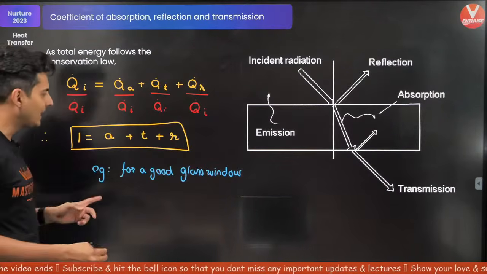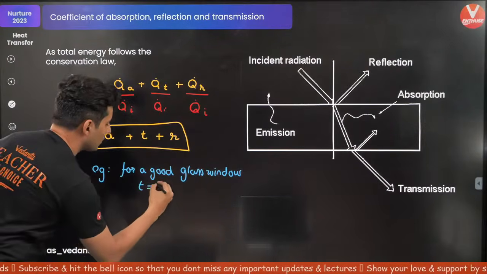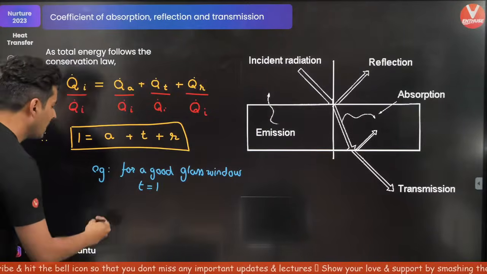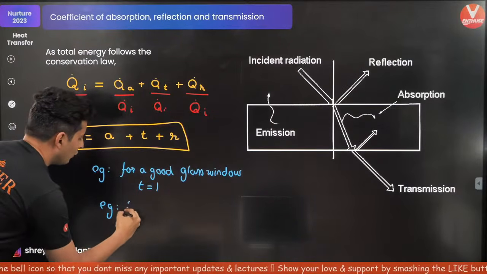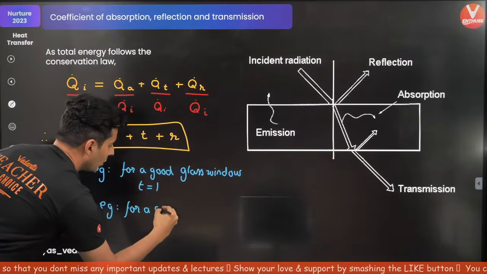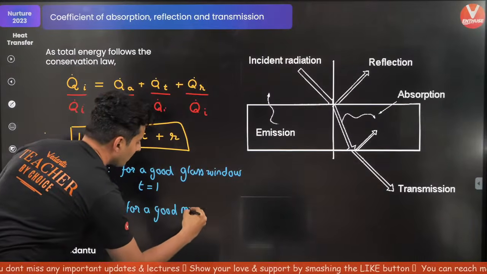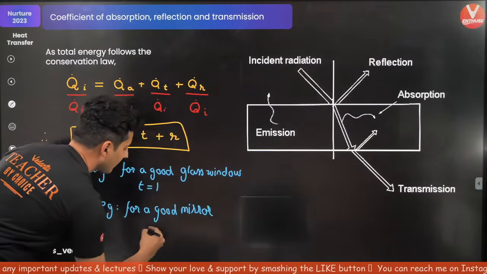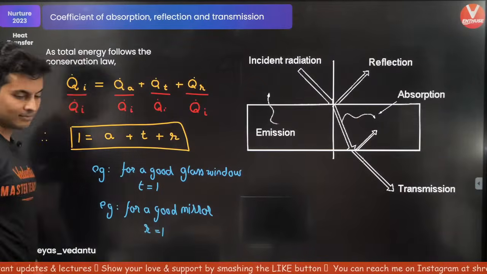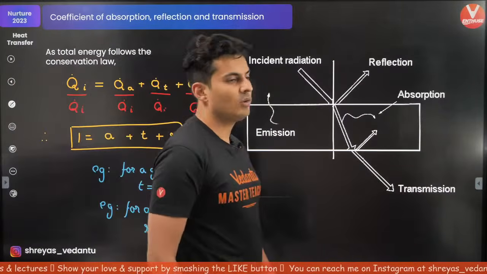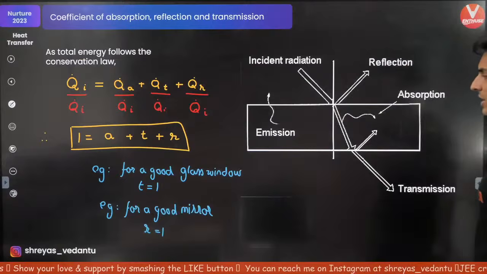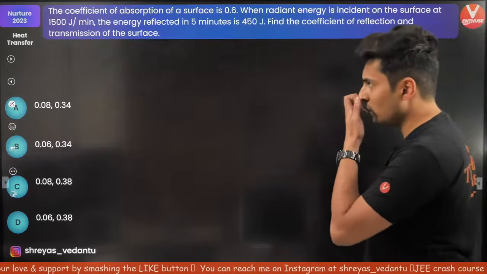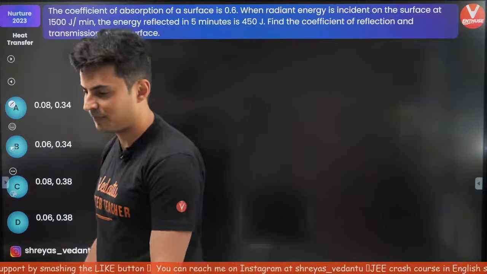Yes, the transmission coefficient will be 1. And another example, for a good mirror, reflection coefficient will be 1. That's how it works. For a very good mirror, reflection coefficient will be 1. Let's start solving some questions based on this concept.